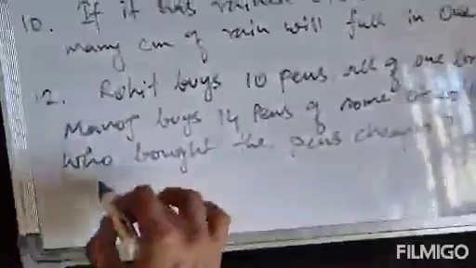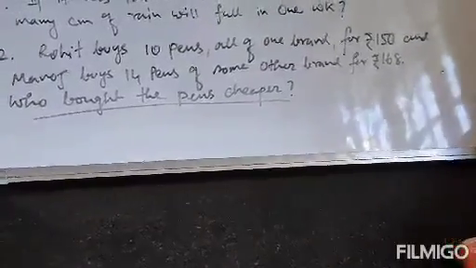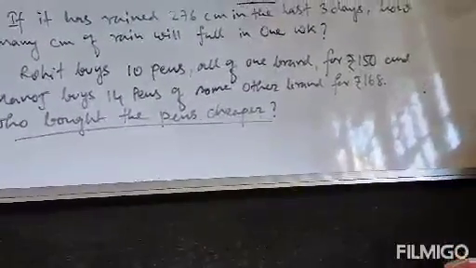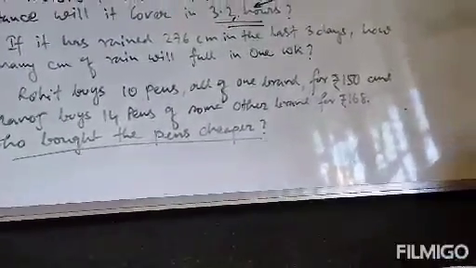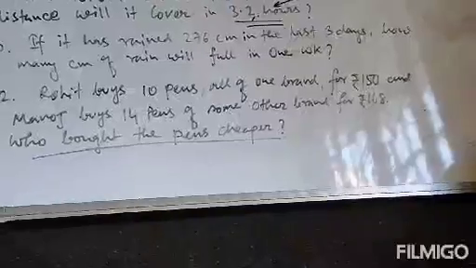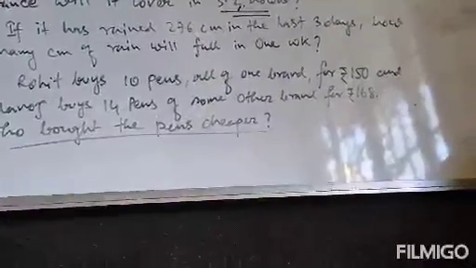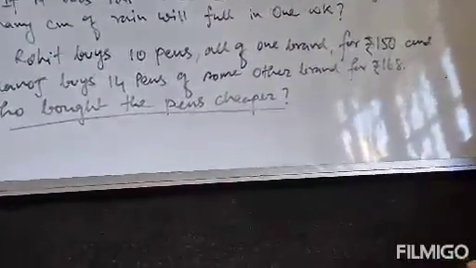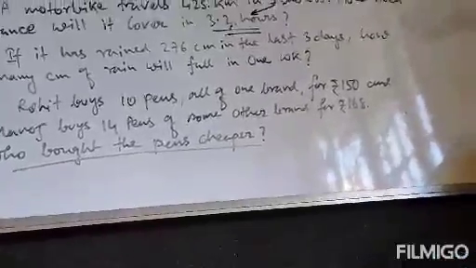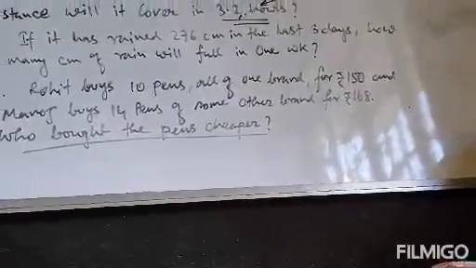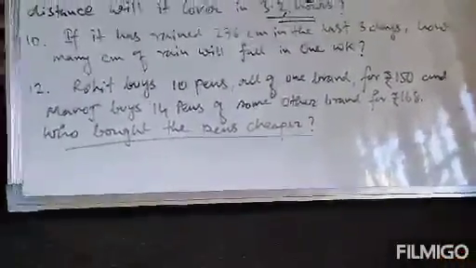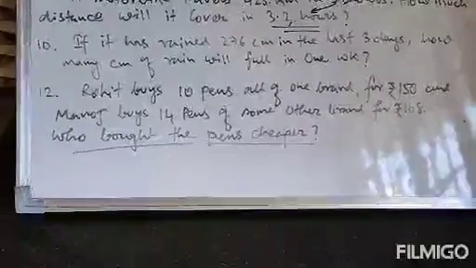So in this type of question, if you want to find out who bought the pens cheaper, first you will calculate the cost of one pen. That means you will first find the price of one pen for Rohit and also for Manoj. Then we will decide who bought the pens cheaper.